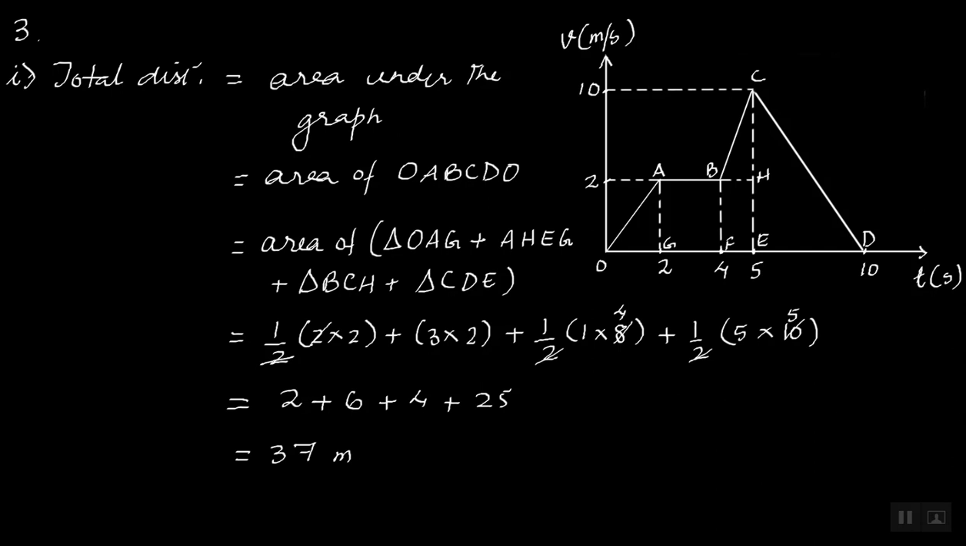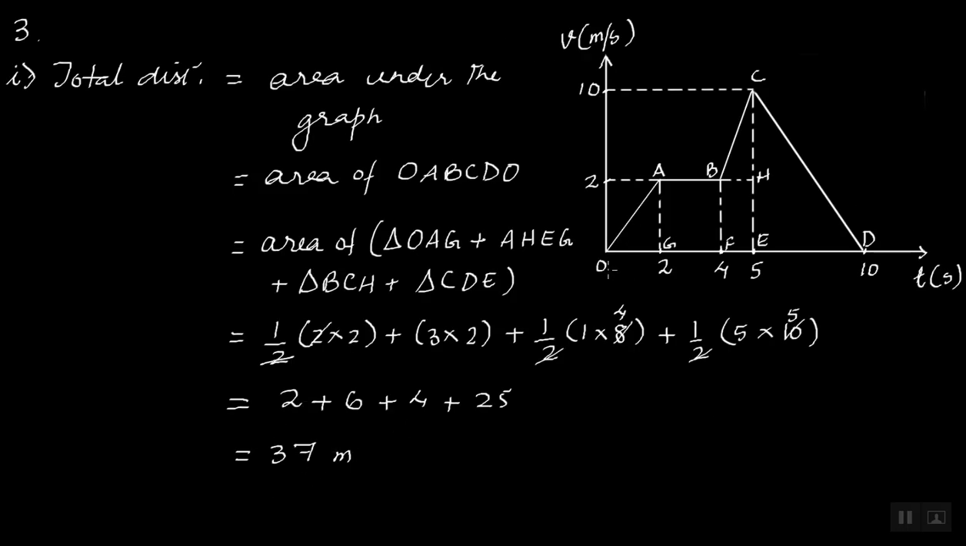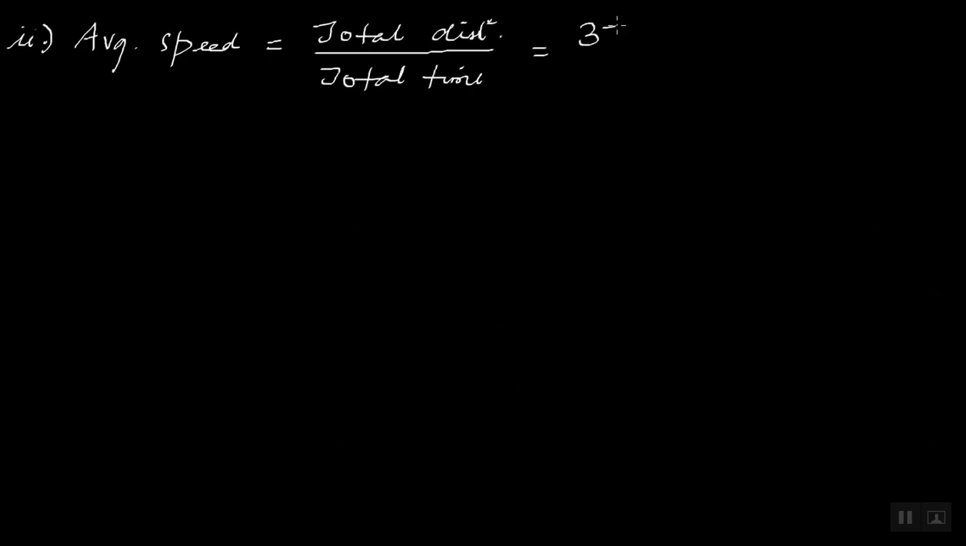Let us now find the average speed. Okay, how do we find the average speed? Average speed here is total distance by total time. And what was the total distance we obtained? 37, and the time is from 0 to 10. That means 10 seconds. So this will be 37 by 10. This is 37 meter, 10 seconds. So that will be 3.7 meter per second.